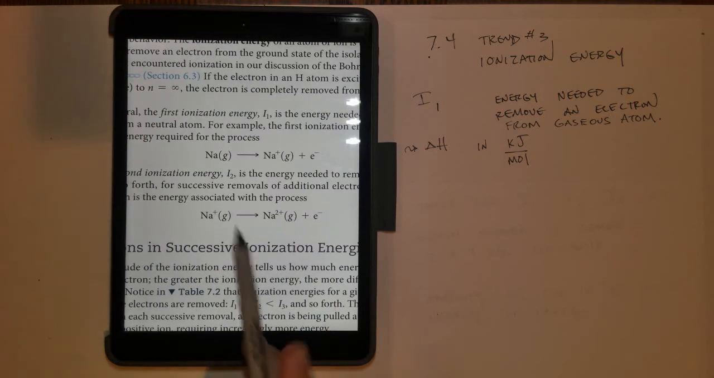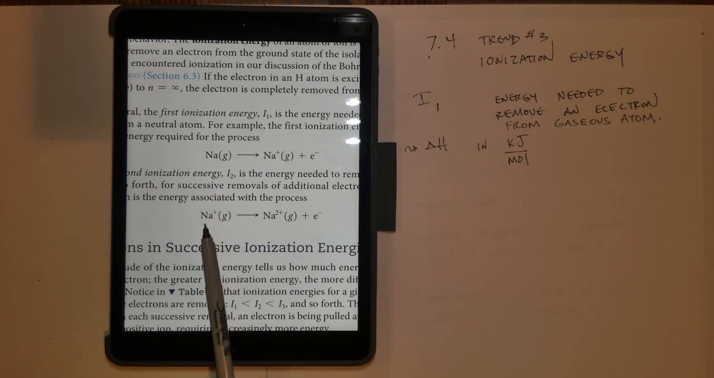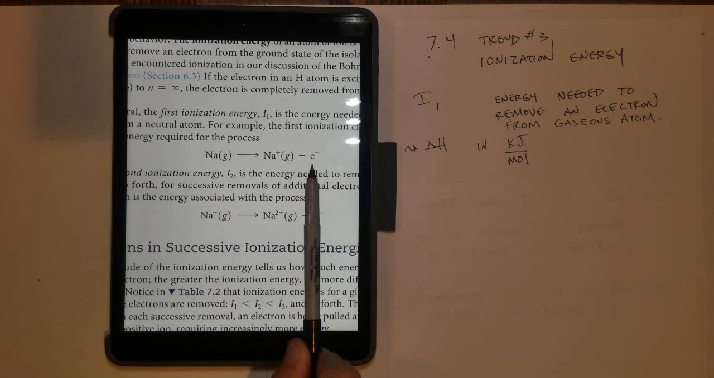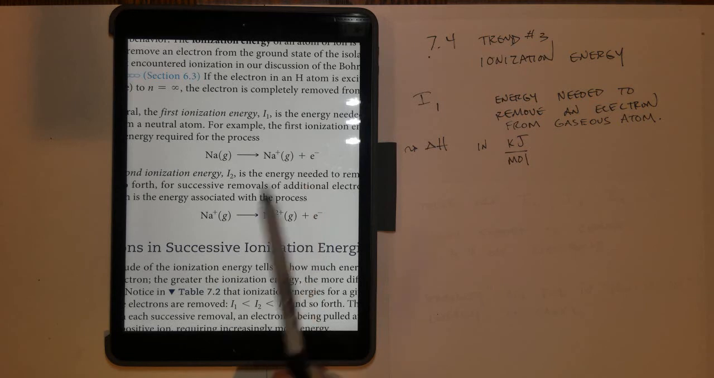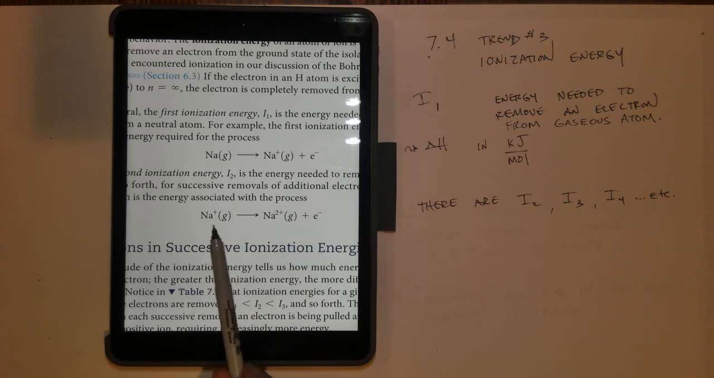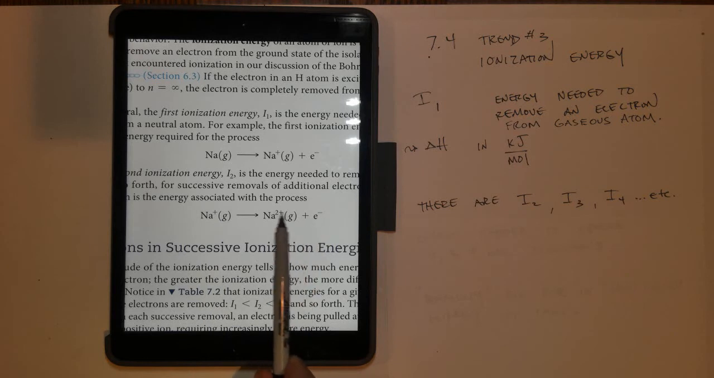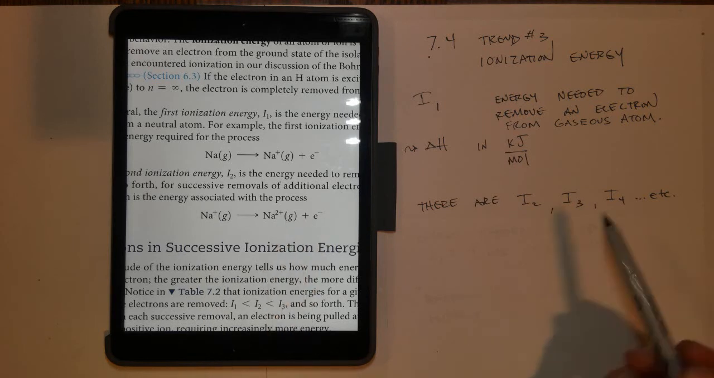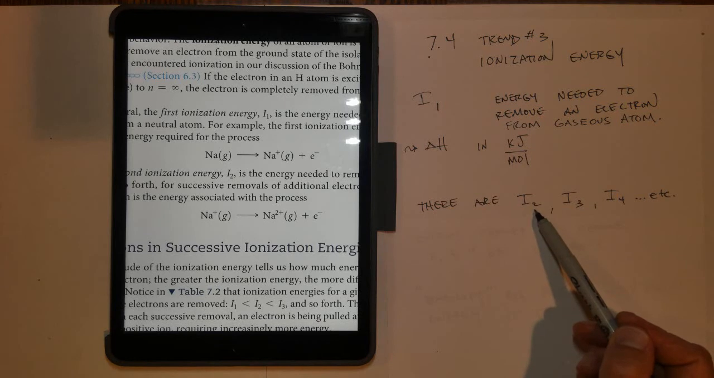So here is the ionization energy equation for sodium losing one electron. This would be called the first ionization energy. There are multiple ionization energies for just about every atom on the periodic table, for as many electrons as they have. This would be an equation for the second ionization energy of sodium. Notice it starts with having one less electron because it's Na+, and then it loses a second electron and becomes Na2+. So this would be called I2, or the ionization energy number 2.